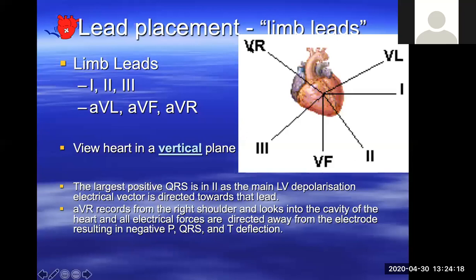While if you look at the aVR, it is almost opposite, all the electricity going away from it. So all the waves will be negative. So P, QRS, and T will be inverted in this aVR. But if you look at lead three, this is perpendicular to the heart, so it'll be equiphasic, a bit positive, a bit negative. Lead one is in between aVF and the inferior wall.